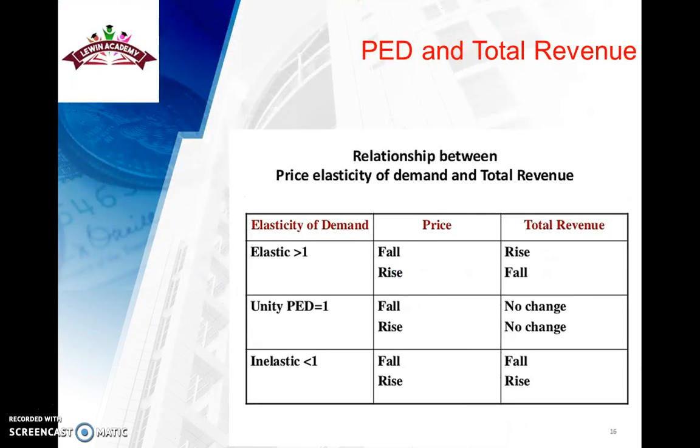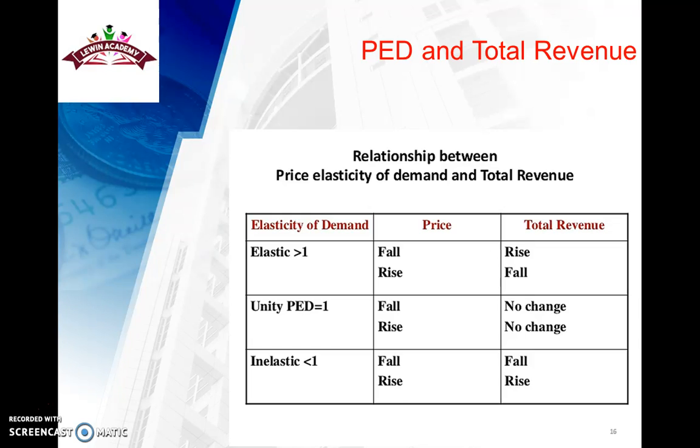Alright, lastly we'll be looking at price and total revenue. So, how do we calculate total revenue? Total revenue is the amount of sales times the price.